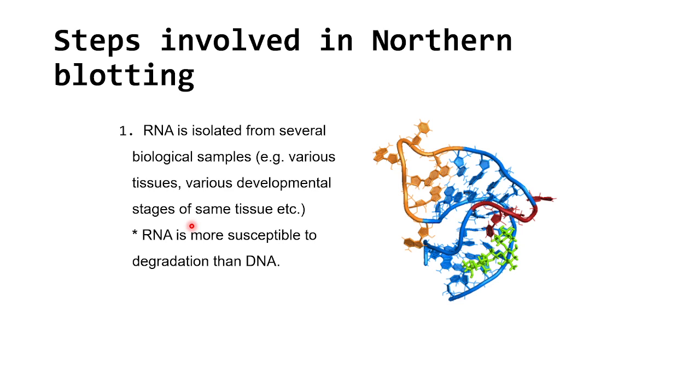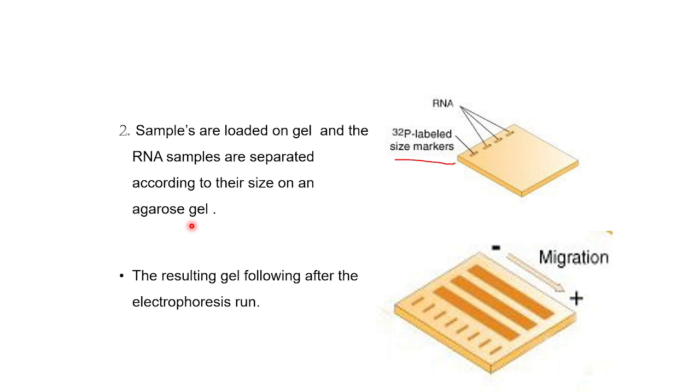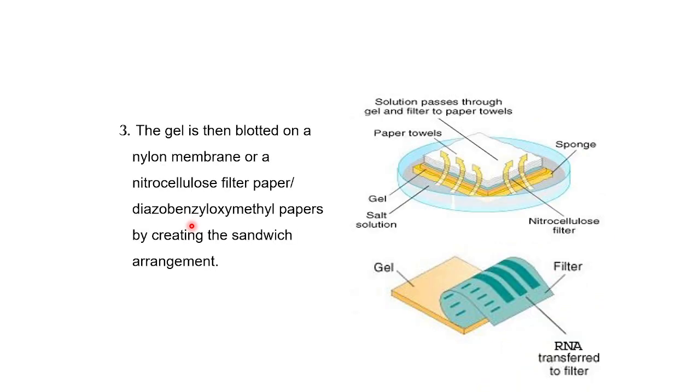So what are the steps basically involved? You isolate RNA from several samples like tissues and some developmental stages of the same tissue, and we know that RNA is more susceptible to degradation than DNA, so we have to work more cautiously. The sample is loaded on the gel and the RNA samples are separated according to their size on the agarose gel. Then the gel following the electrophoresis run is blotted on a nylon membrane in a similar manner as for Southern blotting, where you have the paper towels on the top, the membrane, then the gel, and finally the sponge, or you can even have filter papers, all followed by the salt solution that will be useful for transfer in a proper manner.